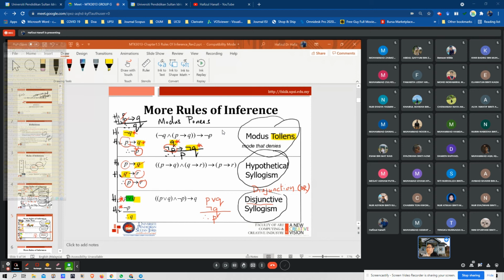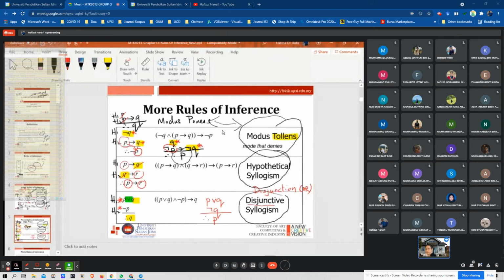Here, H1 is negate Q, and P implies Q implies negate Q. Then we deny the consequent, in a deductive argument and rule of inference. Modus tollens takes the form of if P then Q, not Q. If P then Q, not Q. Therefore not P. It is different. It is the opposite of modus ponens.